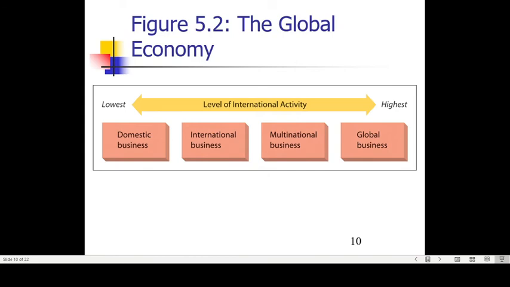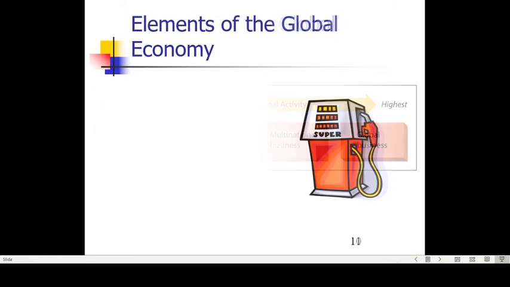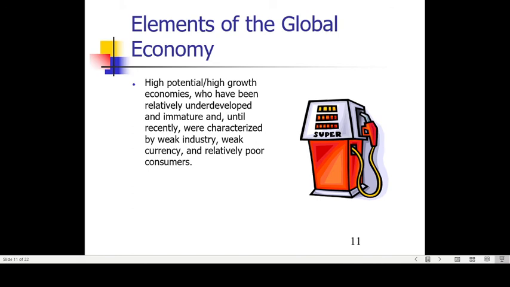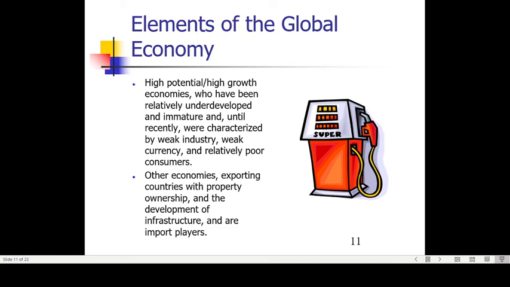So we have the global economy. As you can see, we have the lowest point of activity going to the highest point. So we have the domestic business, we have also the global business, and in the center we have the international business and multinational businesses. So what is this? For high potential and high growth economies who have been relatively underdeveloped and immature, and until recently were characterized by weak industry, weak currency, and relatively poor customers. So these are high potential, high growth economies.